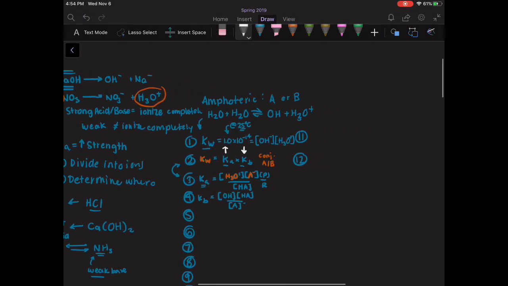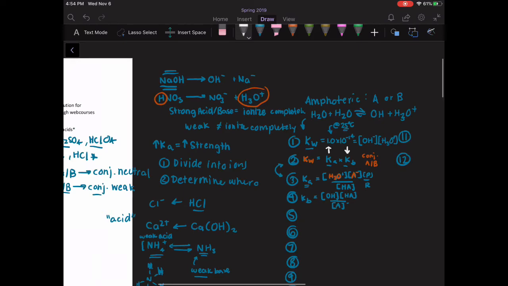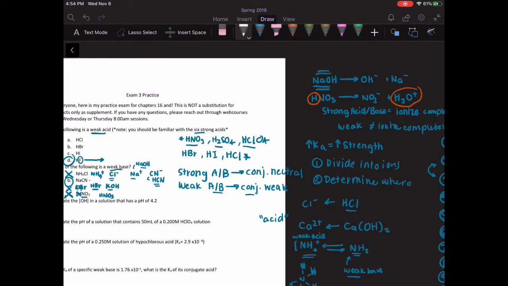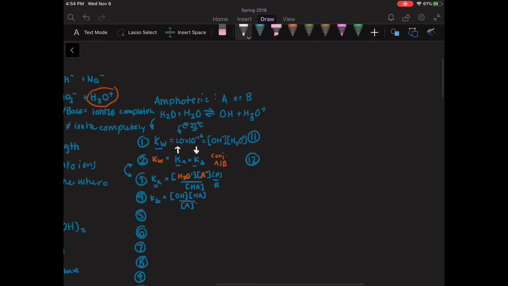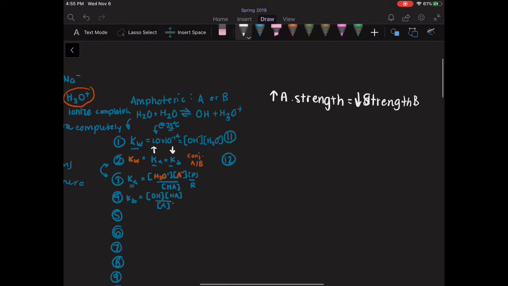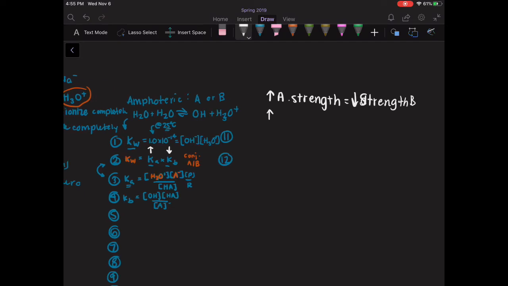The increased strength of an acid, which we sort of touched on earlier with the relationship between a strong acid or base and a neutral conjugate, equals decreased strength of the base. So, like I said, increased Ka is going to be equal to a decreased Kb for that conjugate base.